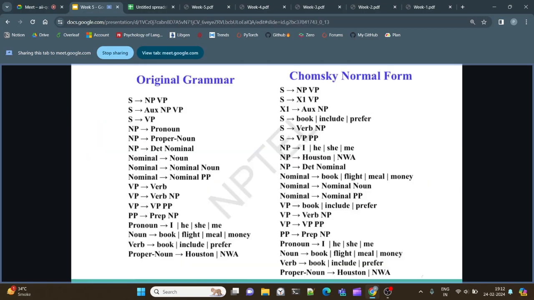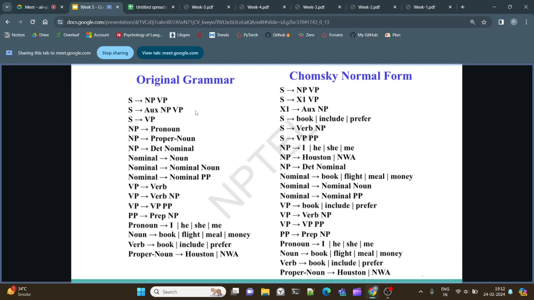Let's look at an example. This is from the lectures only, one taken from the slides. Here we can observe that S goes to auxiliary, noun phrase, and verb phrase. Here, on one hand, we have clubbed auxiliary and noun phrase, and that has given us one production rule. Then we simply plug in X1, so S would go to X1 VP.